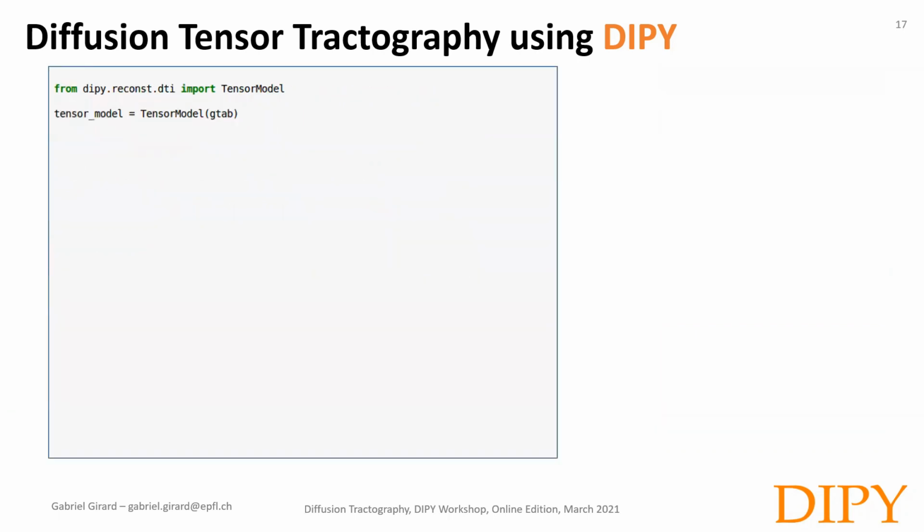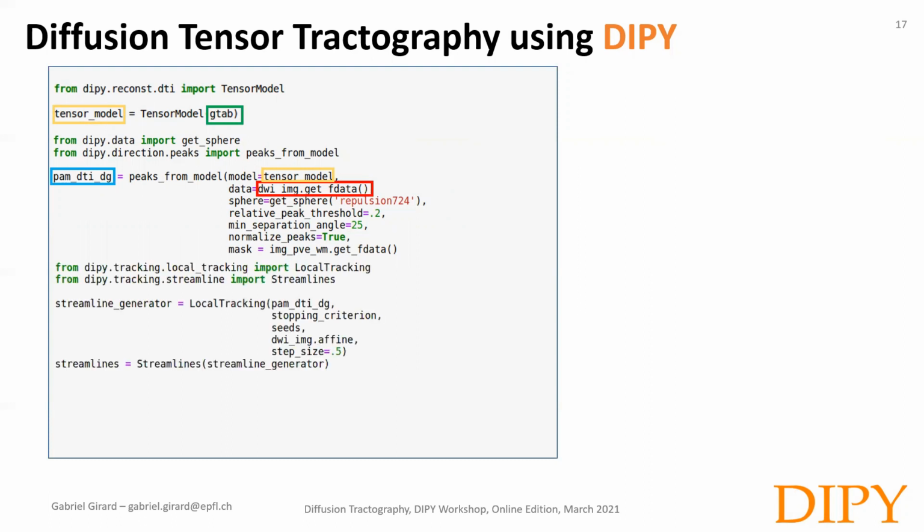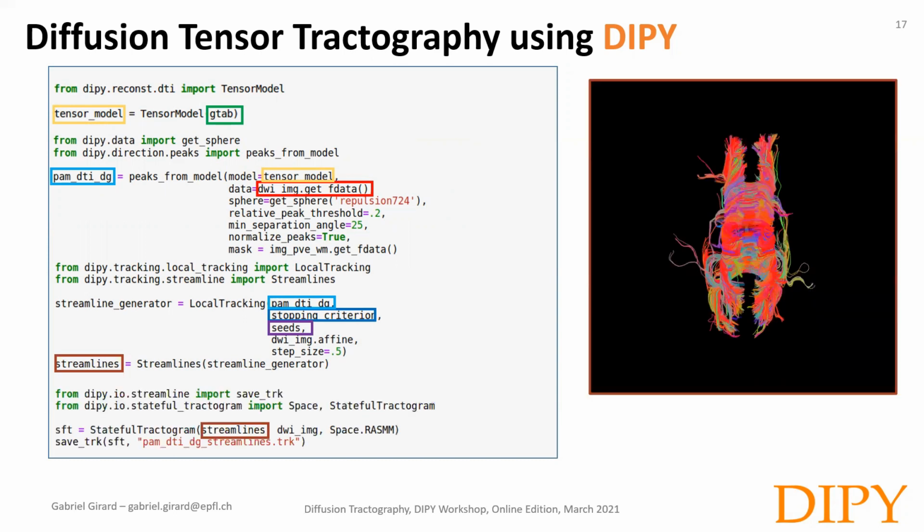Next, we define a tensor model using our gradient table. We can then use the peaks from model function that will fit the model to our data. The two important parameters here are the model and the data. From the fitted tensor model, we can define our tractography parameters in the function local tracking, taking as input the fitted tensor in cyan here, the stopping criterion that we defined previously, and the list of seeds.